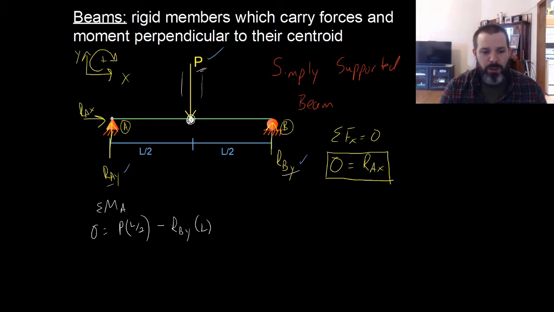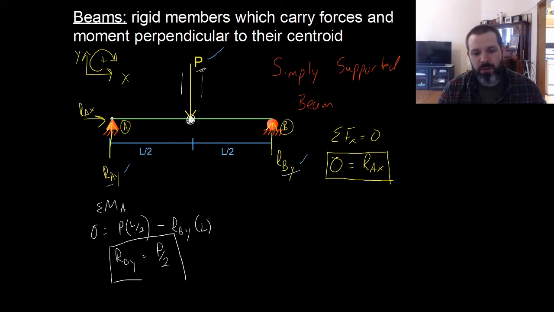If we solve for RBY, we find that RBY is equal to positive P over 2. Now, since this came out positive, it means that we chose the correct direction for the force RBY, in that it's acting up. If this had been a negative number, we would have needed to switch the direction of our arrow around. So now we know that RBY is P over 2.